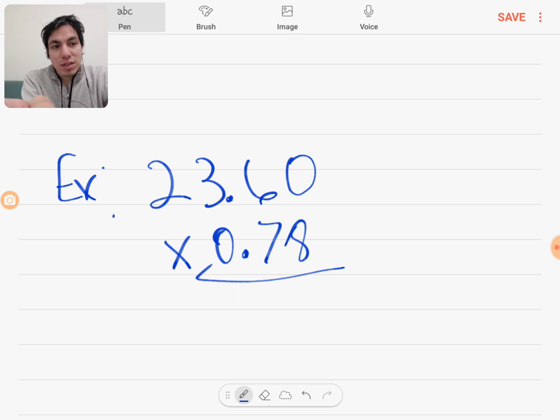So let's see, 8 times 0, 0. 8 times 6, 48. So you got to carry the 4 on top. 8 times 3 is 24, but plus 4 more is 28. 8 times 2 is 16, but add 2 more is 18.